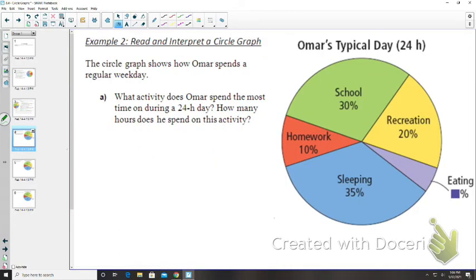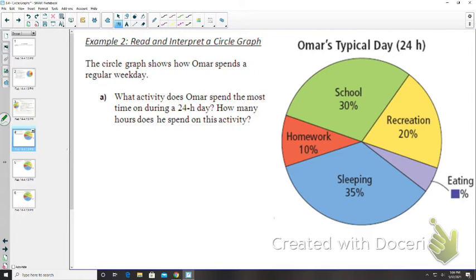So example 2, again, we're reading and interpreting circle graphs. The circle graph shows how Omar spends a regular weekday. What activity does Omar spend the most time on during a 24-hour day? And how many hours does he spend on this activity?